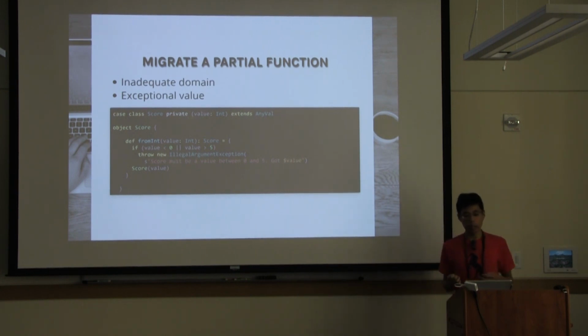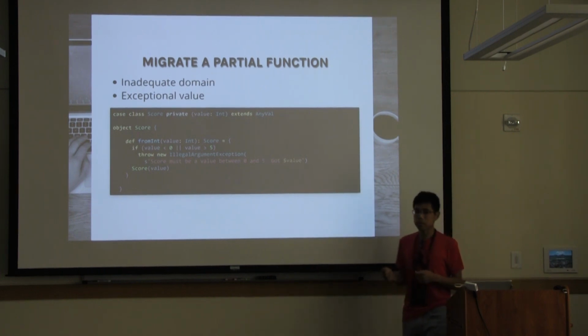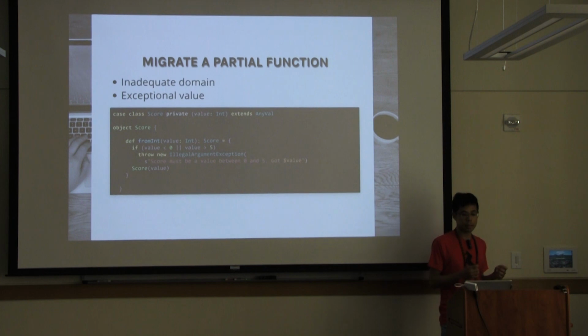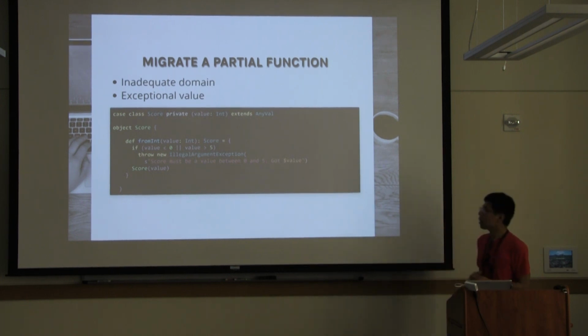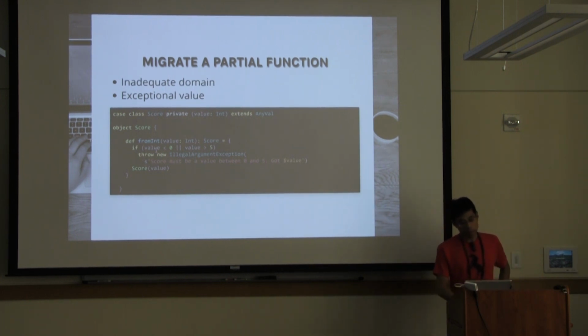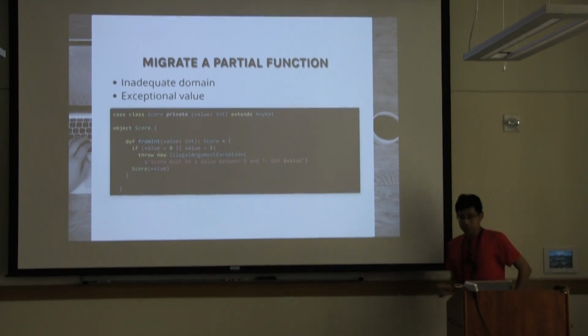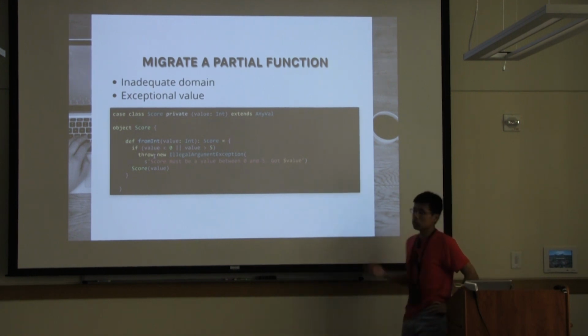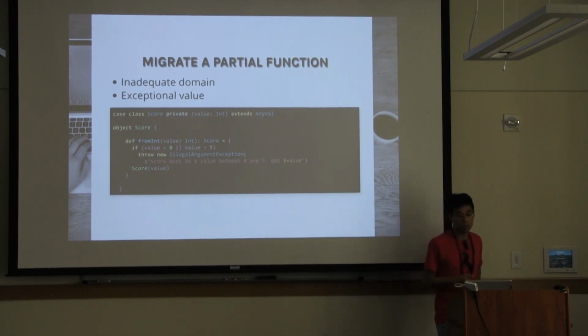Let's imagine that we want to migrate a partial function. So what's a partial function? A partial function is a function that may not have an answer depending on your input values. For example, here we have a function that takes a score value as an integer, but it will only accept integer values that are between 0 and 5. And then it fails spectacularly with an exception. But then in legacy code, such code could throw an exception or could return null.